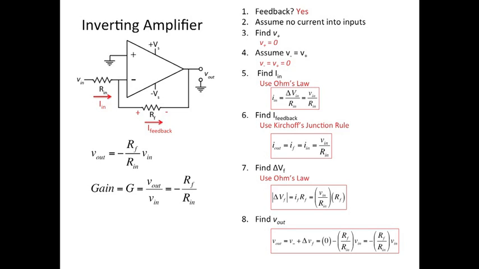So now we can write down the characteristics of this circuit, right? V out is going to be minus RF over Rin times Vin. The gain, which is just V out over Vin, is just going to be the ratio of the resistors and a minus sign.